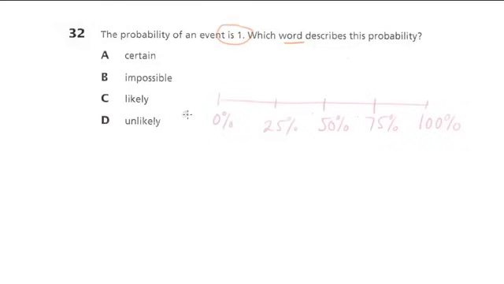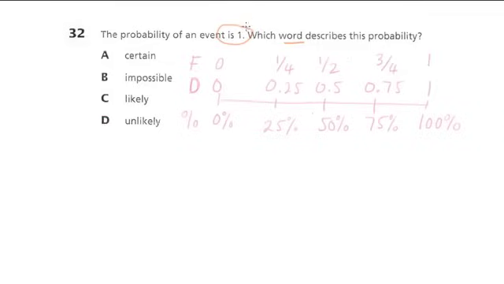Now this is showing probability as a percent, but we could also show it as a decimal. It would be 0, 0.25, 0.5, 0.75, and 1. And oops, that was as a decimal, but we can also do it as a fraction. 0, 1/4, 1/2, 3/4, and 1.